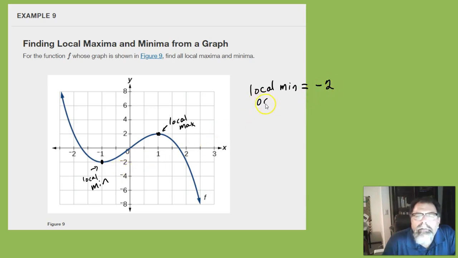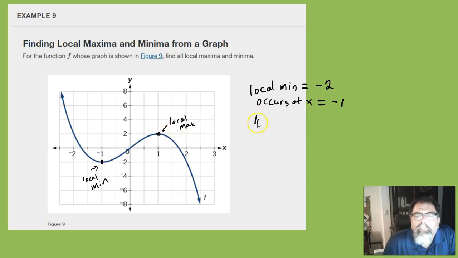And it occurs at x equals, what's the x value here? Looks like negative 1. Oh, they got the scale different for the x and y. You got to pay attention to that. Okay, so that would be negative 1 for the x and negative 2 for the y. Remember, the y value is the local max or min.